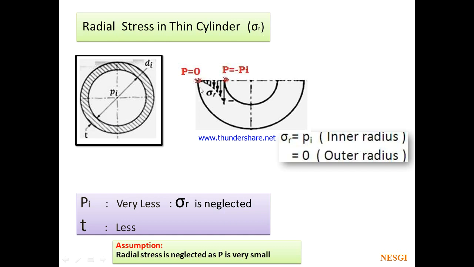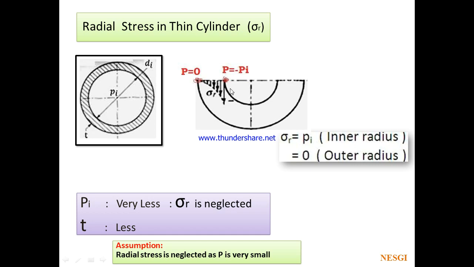Radial stress in the cylinder. So radial stress in the cylinder is given. Radial stress at the inner point of the cylinder is equal to whatever the internal pressure is. Suppose the internal pressure is Pi, then radial stress at the inner surface will be equal to minus Pi, and at the outer surface radial stress is 0. At the inner surface radial stress is minus Pi.